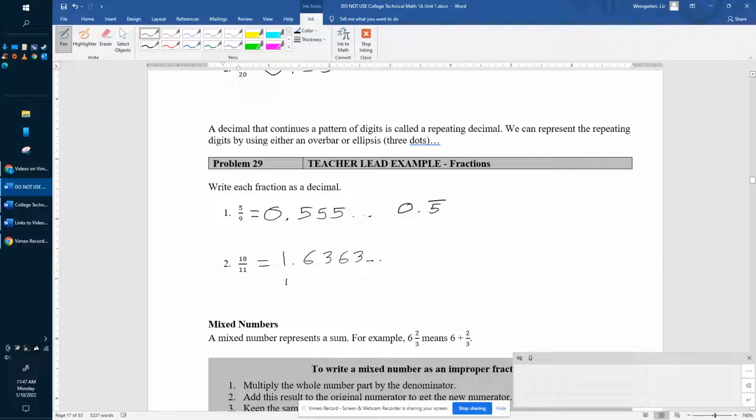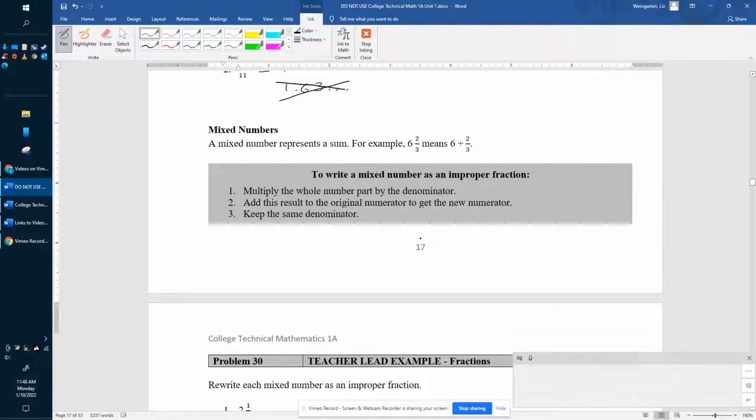If we just did it this way, 1.63 ..., we don't know if it's the 6-3 repeating or just the 3 repeating, so don't write it that way. Make sure you have what's repeating in there at least a couple of times. But the better way to write this, in my opinion, I like doing it with the bar. 1.63 repeating. That way you know exactly what's repeating. I put the bar over the 6 and the 3 because both the 6 and the 3 are repeating.